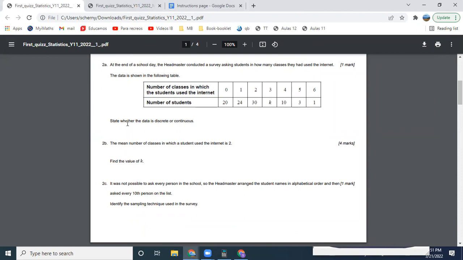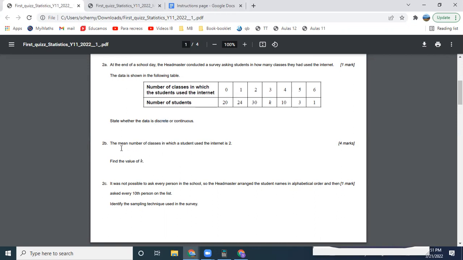State whether the data is discrete or continuous. Since we are talking about a number of students, this cannot be any value, for example a decimal value, like a rational number with decimals. So this must be an integer value, and also positive. This is why it is discrete, because the number of students will be counted. If we are talking about something that we measure, then that is continuous. But since we are talking about something that we count, like 1 student, 2, and so on until maybe 20, 24, 30, then this is discrete.